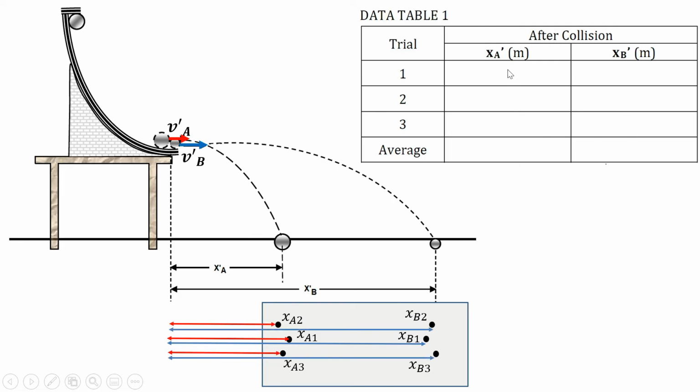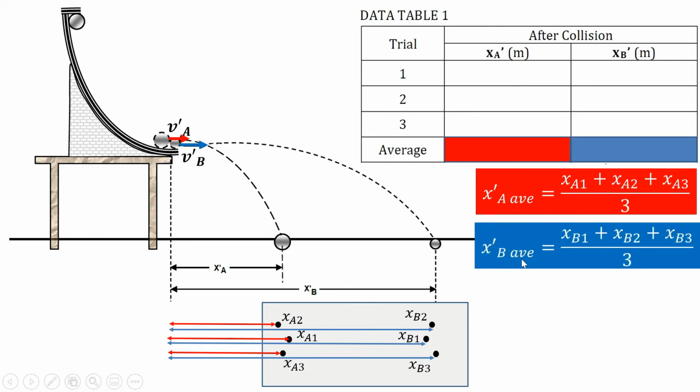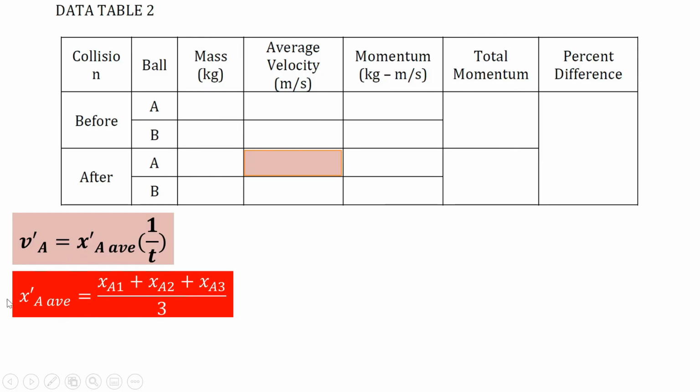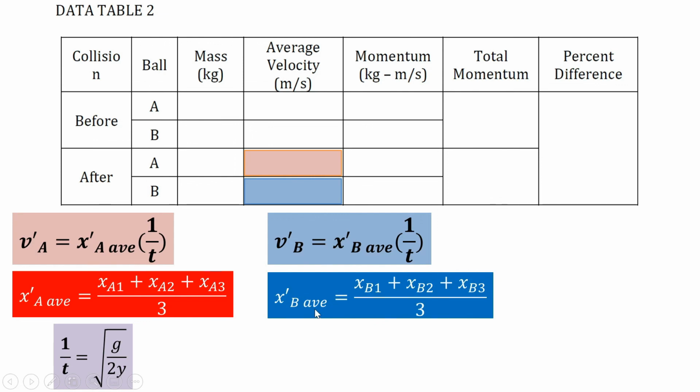Now, to get the average range after collision of ball A, you will use this formula. And for ball B, you will also use this formula. So for the velocity after collision, VA prime is just equal to the average range prime times 1 over t. So remember, that is your answer on the red box, times 1 over t. And for VB prime, that will be the average range of ball B after collision times 1 over t. So that is, you will just multiply your answer on the blue box times the 1 over t. You are done with the velocity.